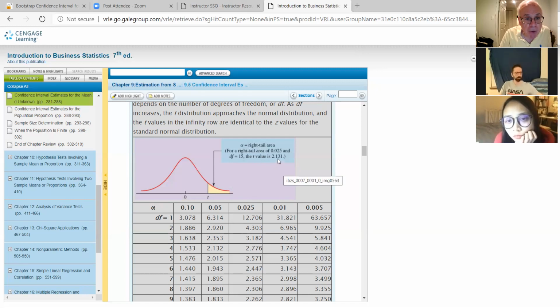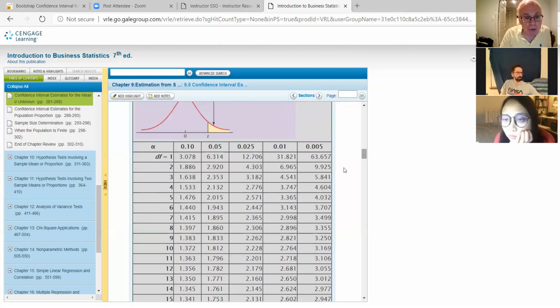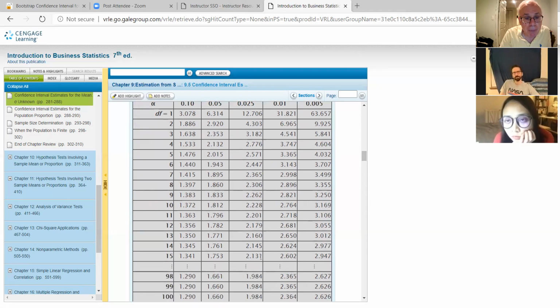So if they're saying a right tail area of 0.025, degrees of freedom of 15, this is the way you would read it. You would go down to 15 degrees of freedom, and 2.131 is the number right here. See it? 2.131 right here. Degrees of freedom 15, which means a sample size of 16. Okay, right? Sample size is 16.